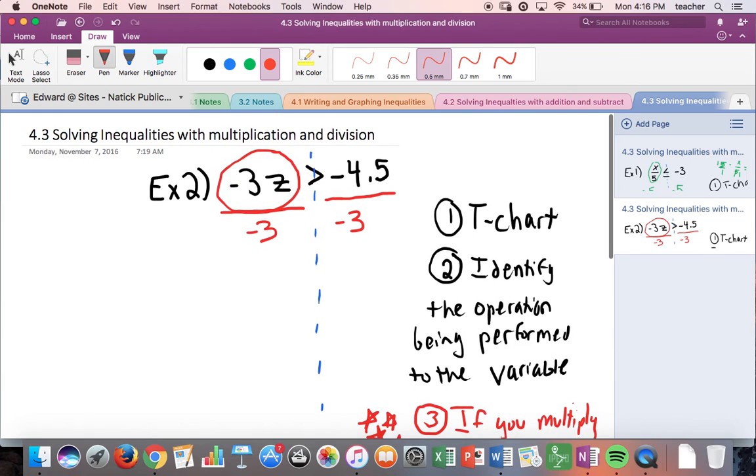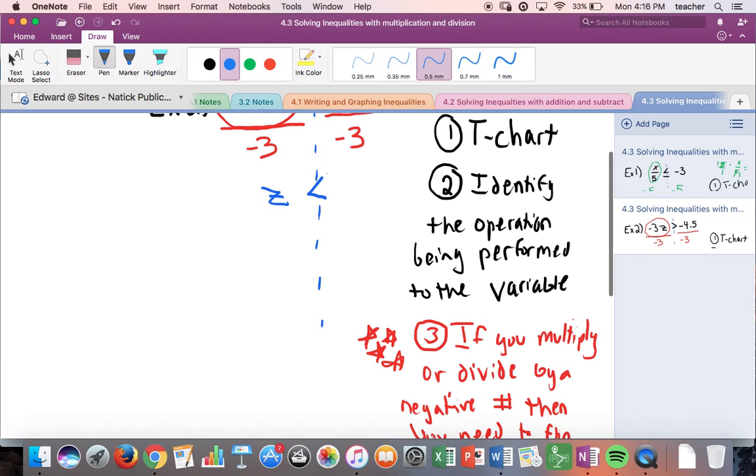So I go back up here and say, okay, I'm dividing by a negative. Right away, I'm going to flip this symbol. Instead of greater than, it flips to the opposite, which is less than. Then -3z divided by -3 is just plain old z. And then -4.5 divided by -3. In order to solve that, we're going to have to do some long division here.